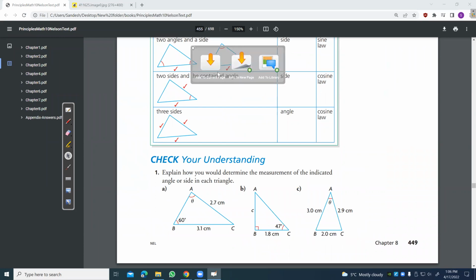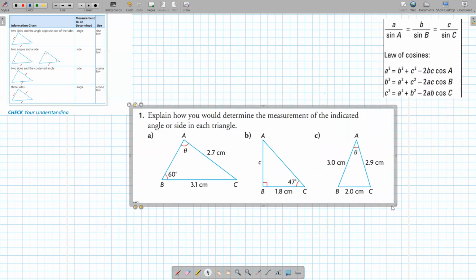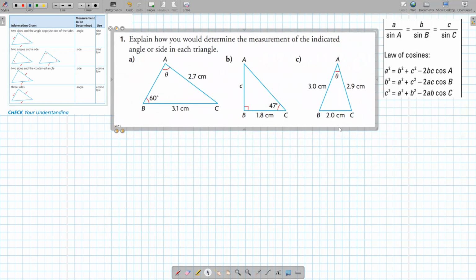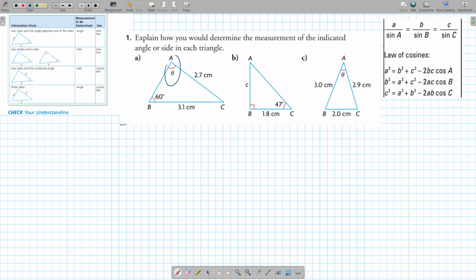The very first question here says, how do we find the missing thing? So in 1a, the angle is missing. This angle A is missing. Do we use the sine law or the cosine law? The sine law. All right, so how do we set this up? 3.1 over sine A equals 2.7 over sine 60. Yes, that's correct.